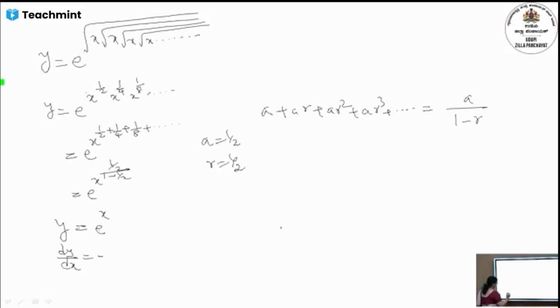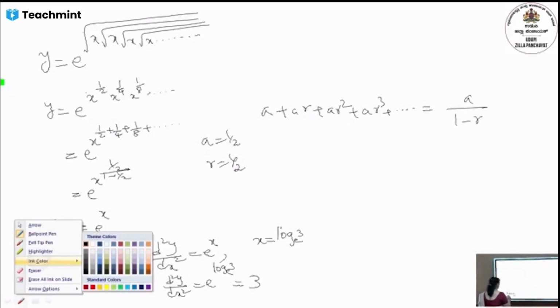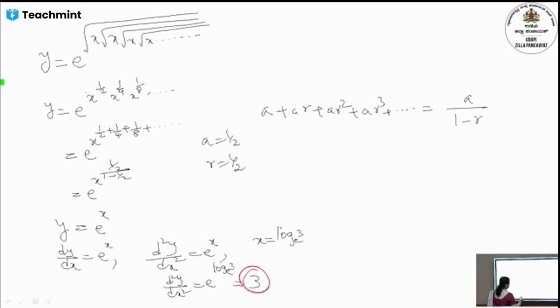So what is dy by dx? e power x. The question asks for d squared y by dx squared, which is e power x. We need to find the derivative at x is equal to log 3. So I will put x as log 3. It is e to the power log 3. As I said earlier, e and log are inverse functions of each other. Therefore, e power log 3 is 3 itself. So the answer for the 17th question is 3.